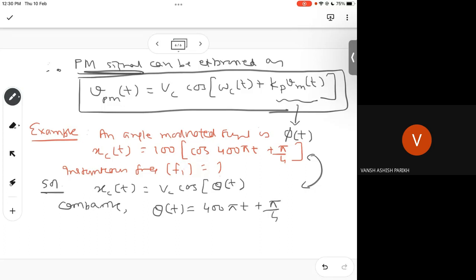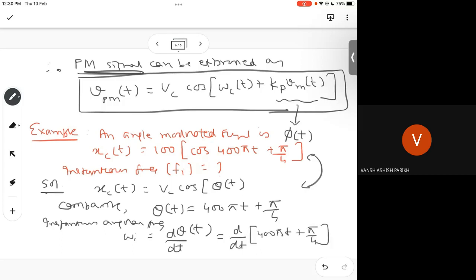So it is 400 pi t plus pi by 4. And this is the one. If I have to find the instantaneous frequency, first we find the angular frequency, which is given as omega i is equal to d theta t by dt. That is how we have to find the omega i. In this case, it is d by dt of 400 pi t plus pi by 4. So your omega i is equal to 400 pi radians. So you got the same thing.